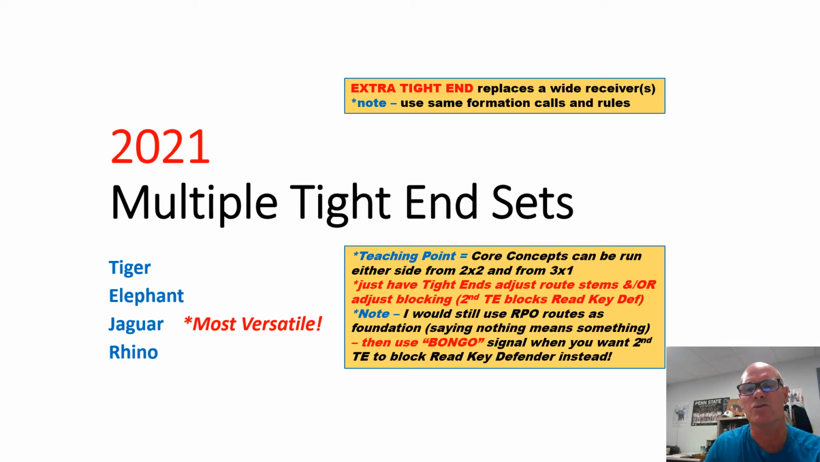So with that, we can use our same core RPO concepts. We can run them from 2x2 or 3x1. We just have the extra tight ends adjust the stem of their routes if they're running an RPO route to replace that receiver, or we can use a bongo signal tag or call and have that extra tight end actually block the read key defender. Let's take a look.